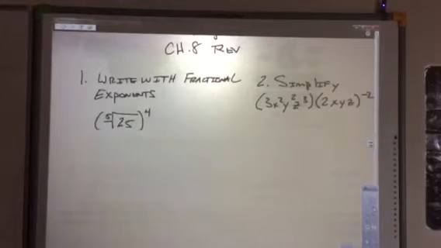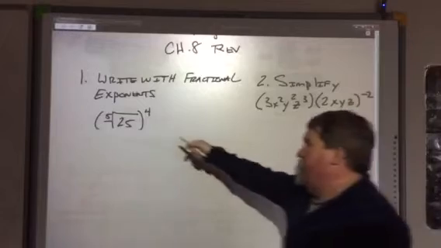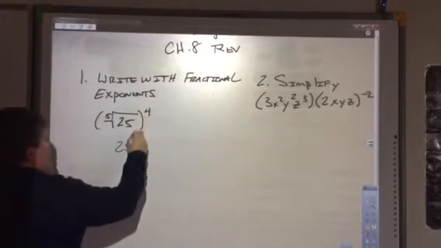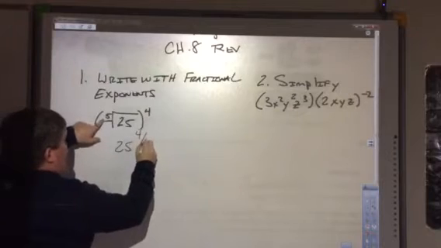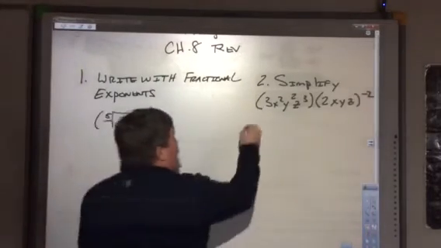Okay, let's go over the review worksheet. So, with fractional exponents, remember, 25 is going to stay here. The regular number goes on top, the root goes on the bottom. So we get here. For number 2, there's nothing to do in the first parenthesis.